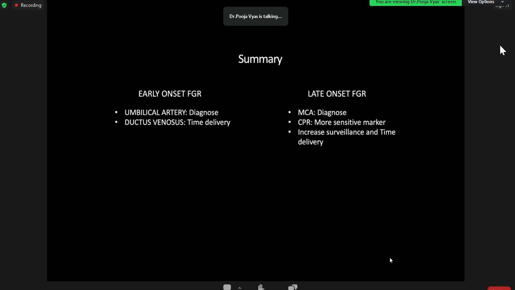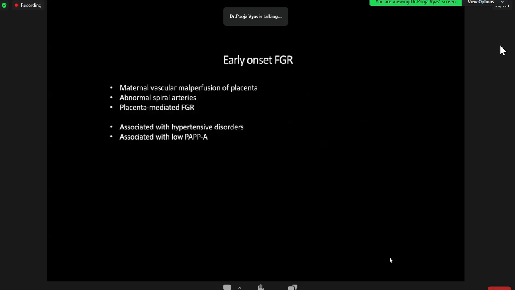So in early onset FGR, umbilical artery is used to diagnose. DV helps to tell us when to deliver the baby. In a late onset FGR, MCA is used to diagnose. CPR is a more sensitive marker, and increased surveillance and time for delivery has to be closely taken into account.